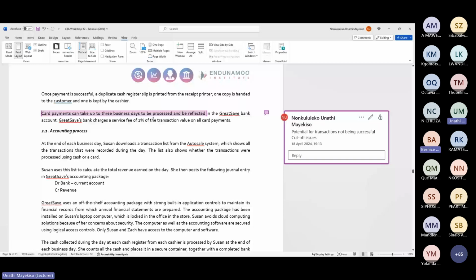And as well, the potential for transactions not being successful. It's possible you swipe your card, it goes through, maybe you go into a minus, and at the time the bank forgives you, and maybe they think you're going to make a deposit, and the next day you haven't made the deposit and the bank reverses the transaction.